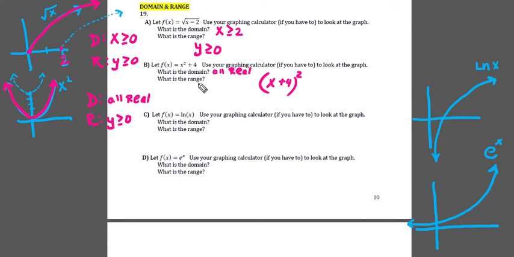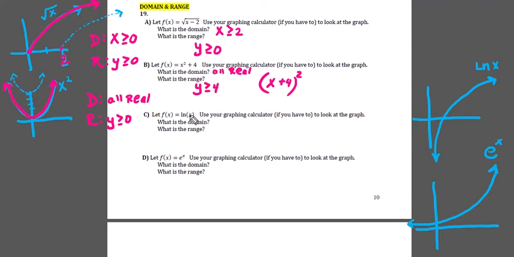The range has changed, though, since we've got this right here being the original function. We moved it up 4 spaces, and now the lowest y that we've got is 4. So our range for this problem is y is greater than or equal to 4.